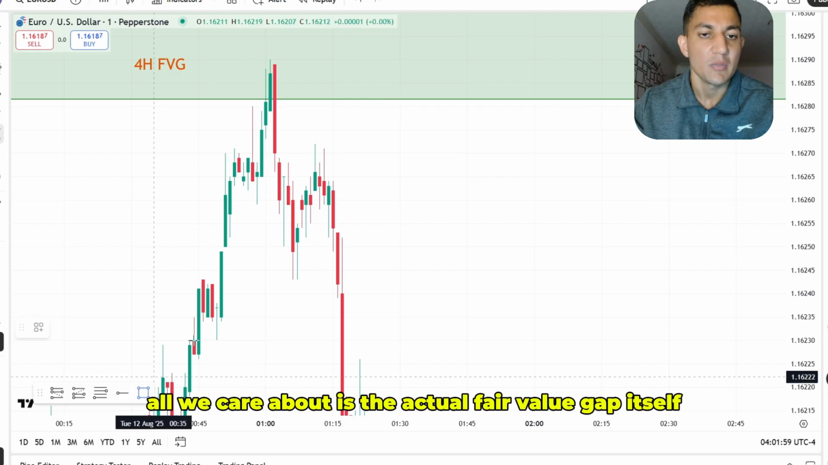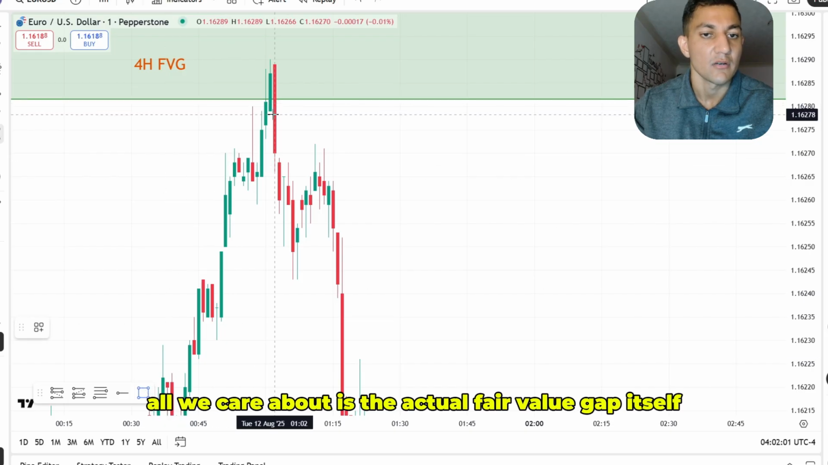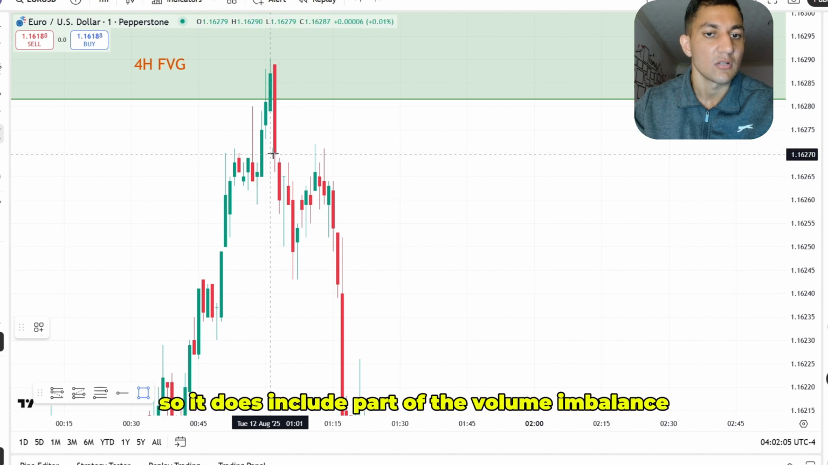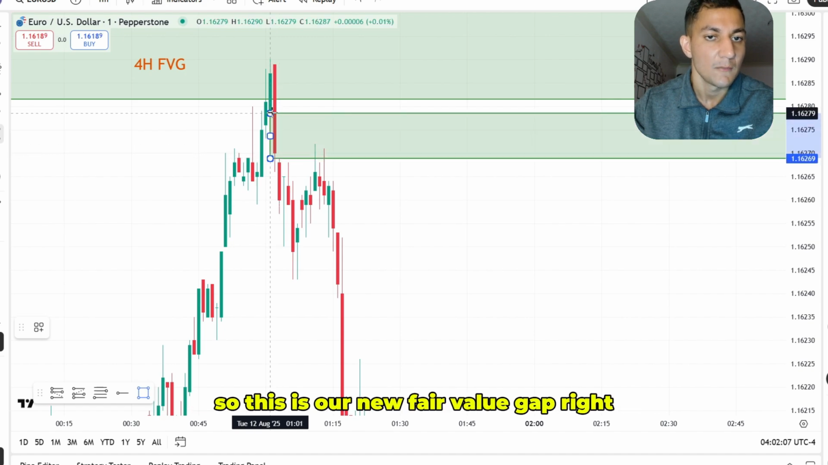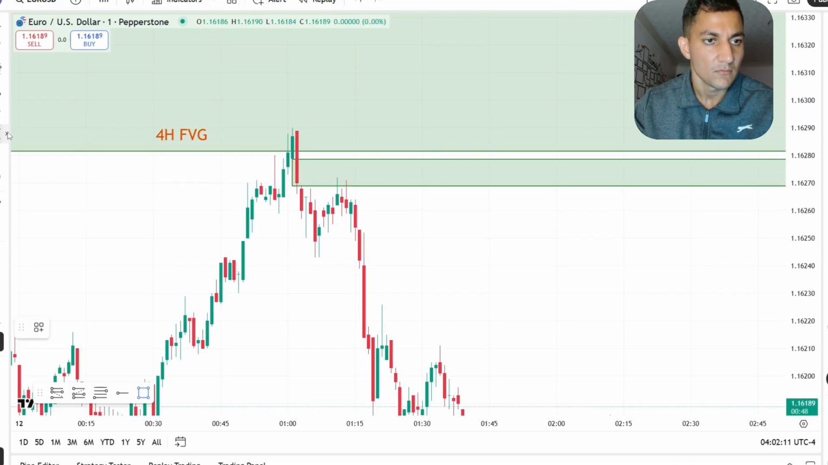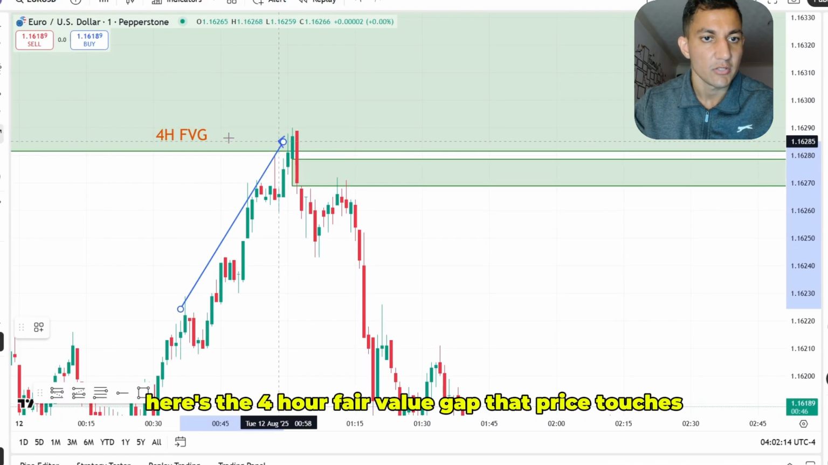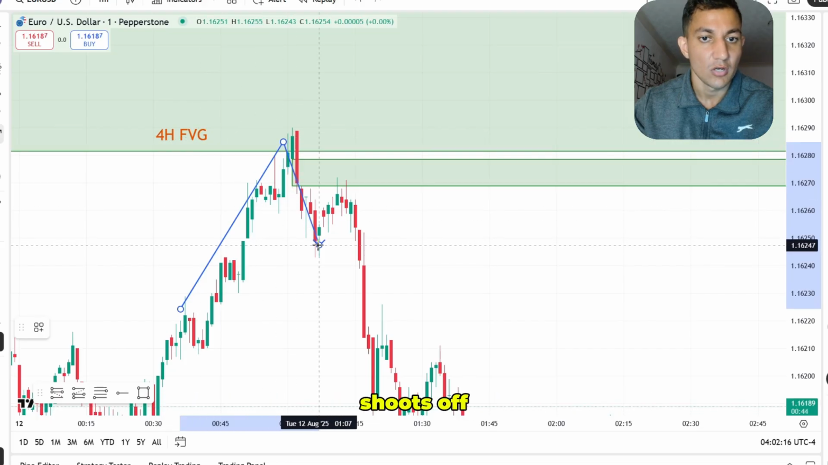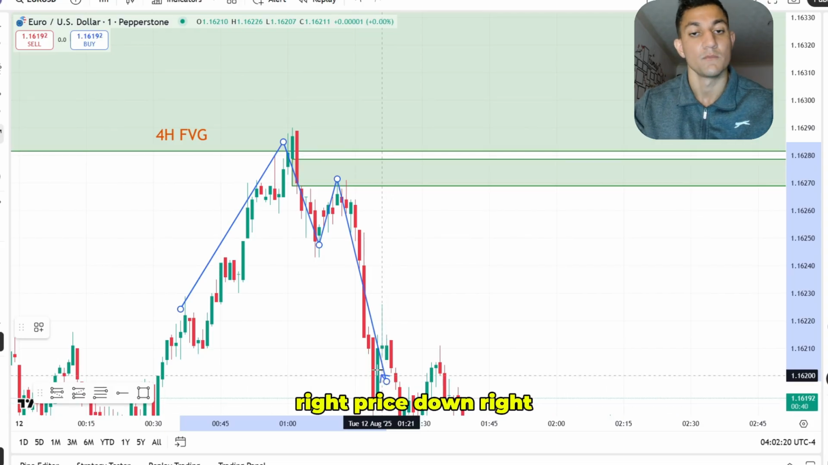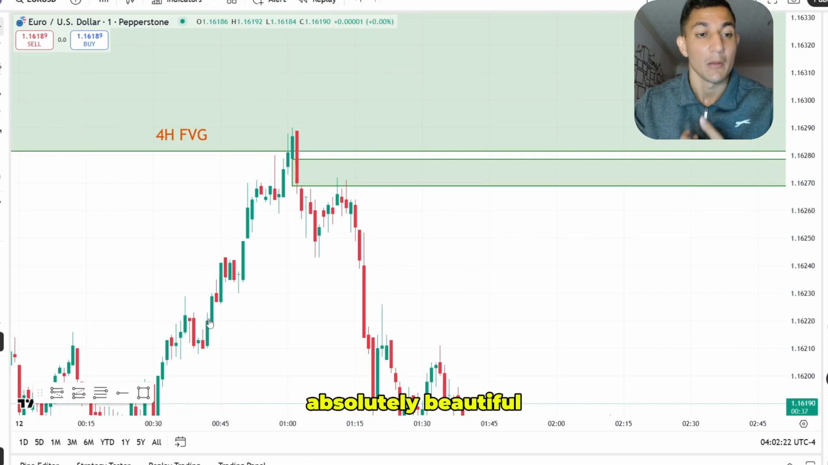However, for this strategy, all we care about is the actual fair value gap itself, which is the gap between this candle here and this candle's wick here. So it does include part of the volume imbalance. So this is our new fair value gap. Just to summarize, here's the 4-hour fair value gap that price touches, shoots off, it leaves us our new fair value gap that we enter on, ride price down. That right there is a beautiful setup, absolutely beautiful.